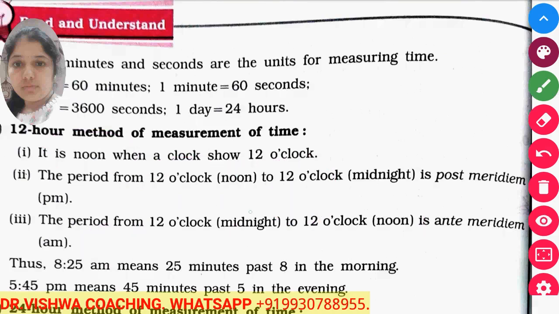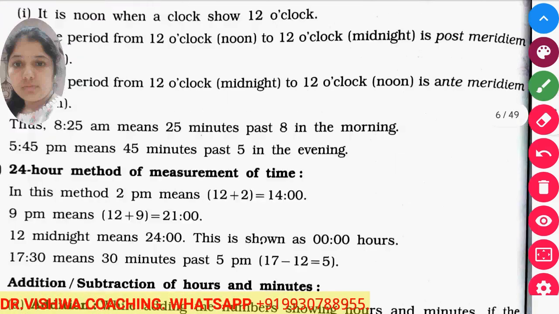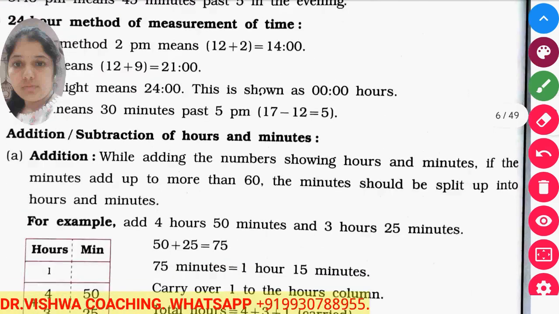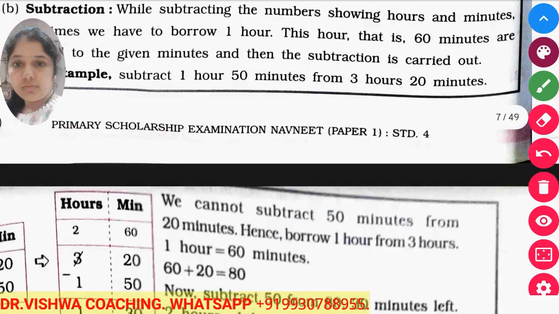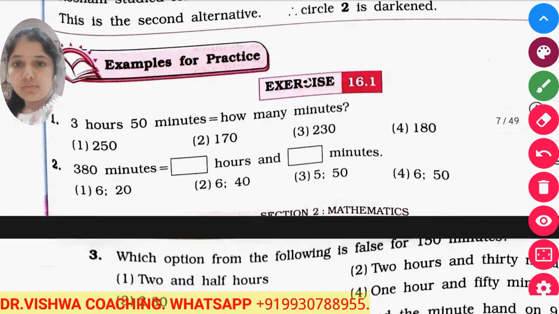Okay, and in the 24 hour time slot we add one hour to it post 12 o'clock in the noon. So 1 o'clock in the noon is known as 13, 14, 15, like this up to 24. Here they have shown. Okay, now addition and subtraction of hours and minutes, that I will show you when we take the problems. Now we'll directly move to the practice exercise.